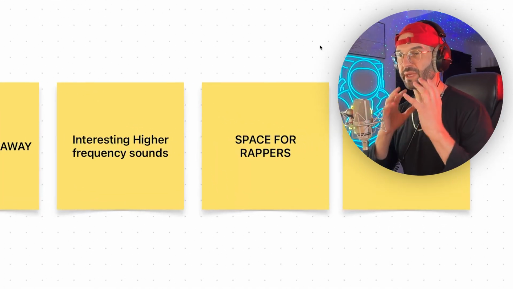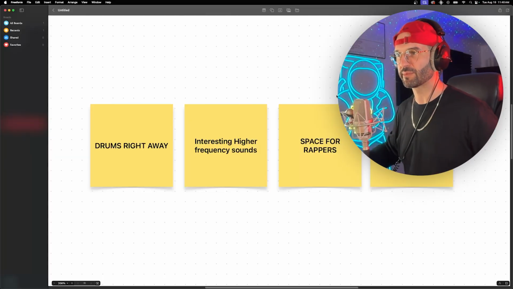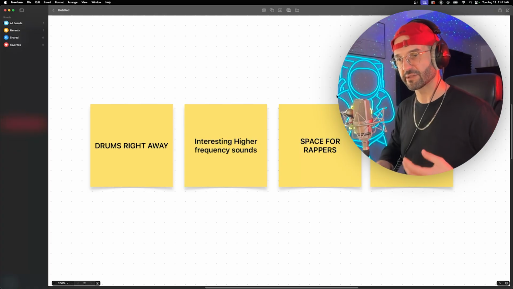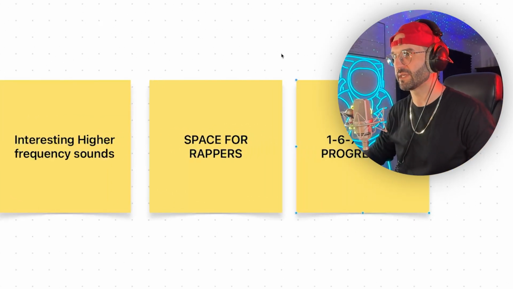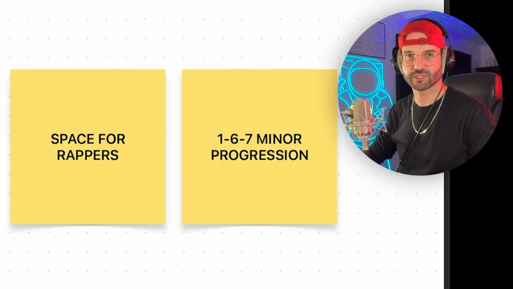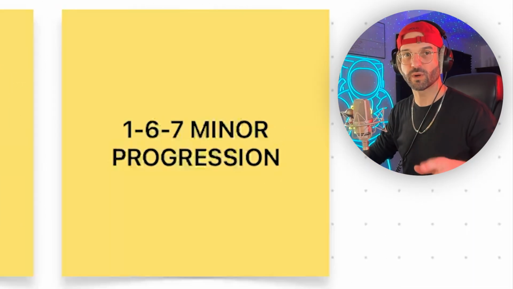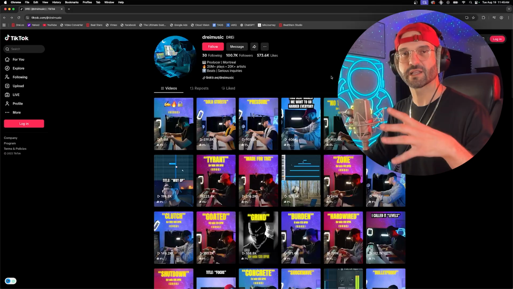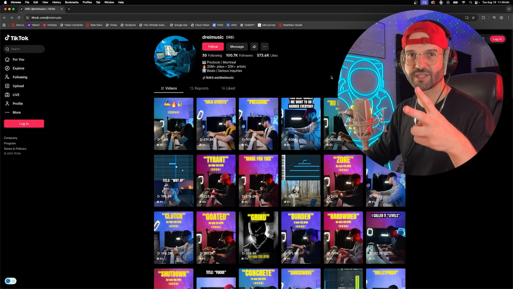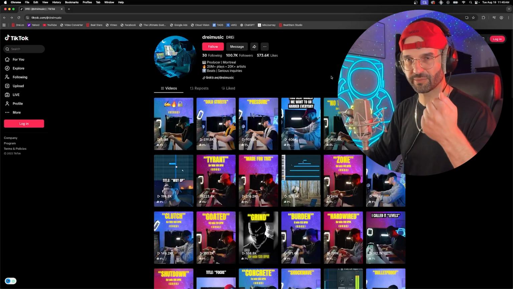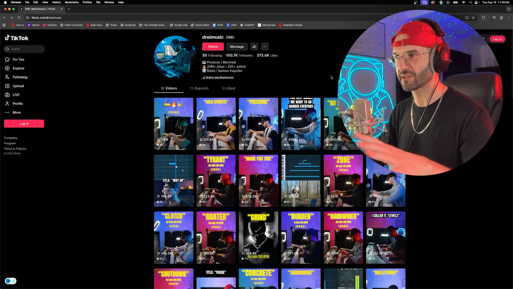The third thing is space for rappers. Basically, you want to have the hook playing right away, the hook and also the TikTok hook, and then you want to have the verse drop to have the rapper be inspired to write or freestyle on the beat. All of the beats that I'm talking about today also have this chord progression in common. They're all based on the 1-6-7 minor chord progression, and I'll show you guys exactly what I mean with these concepts. But first, let's watch the second video that blew my channel up using these exact concepts.